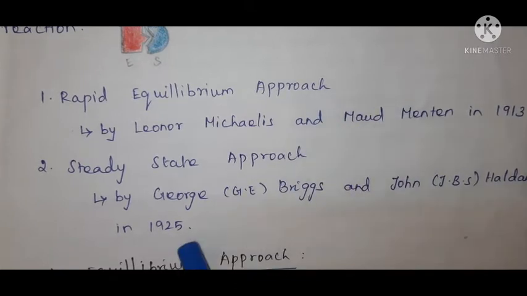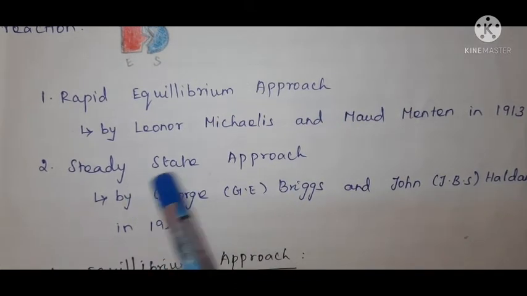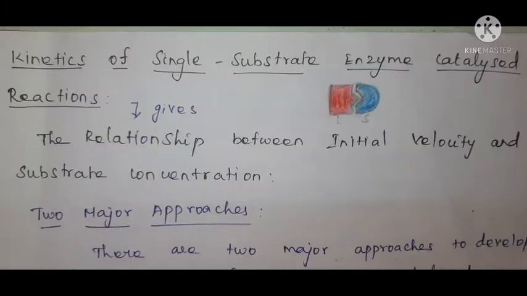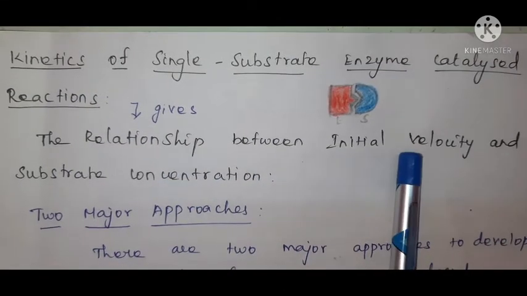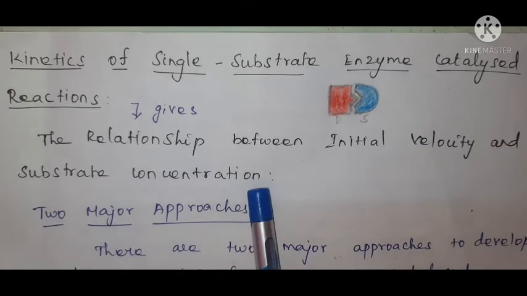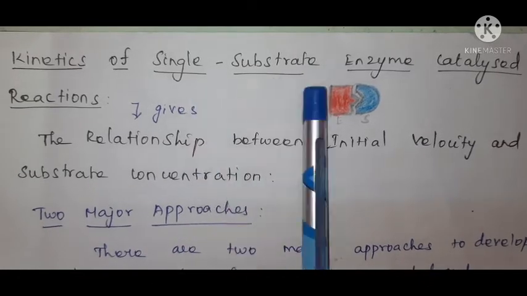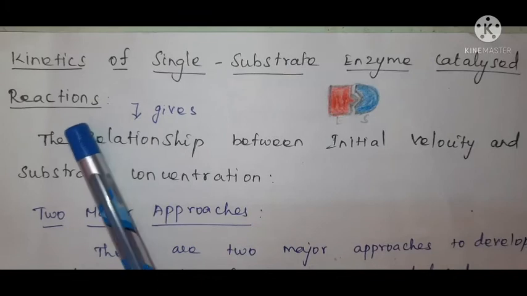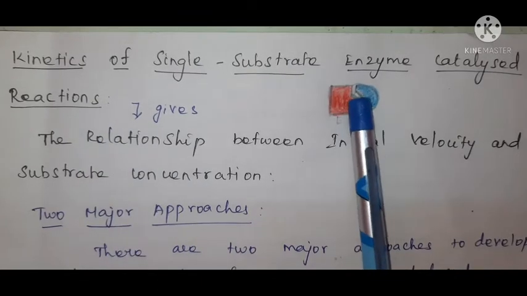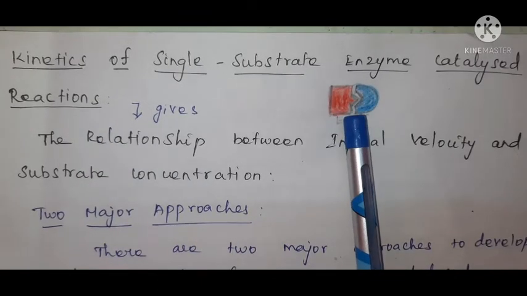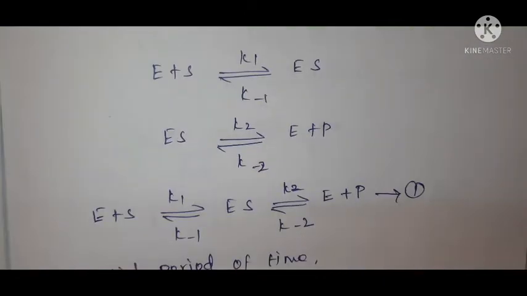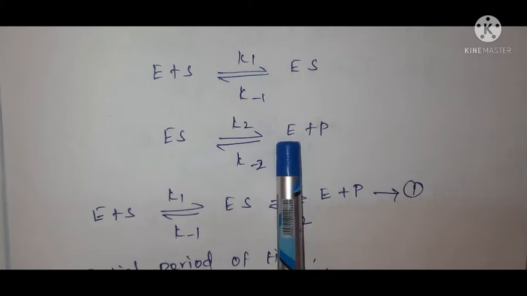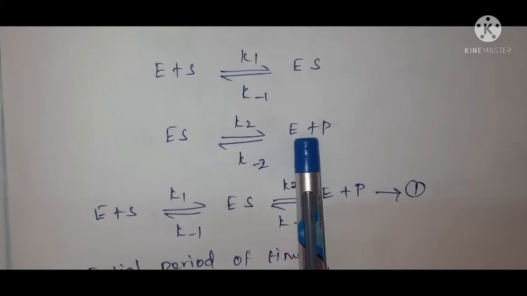Okay students, now we will see the steady state approach in detail. In the steady state approach also we are going to relate initial velocity and substrate concentration. This is also for a single substrate enzyme catalyzed reaction. That is, your enzyme has only one substrate binding site, so only one substrate can bind with the enzyme at a time. So let us consider the two basic steps of a single substrate enzyme catalyzed reaction.